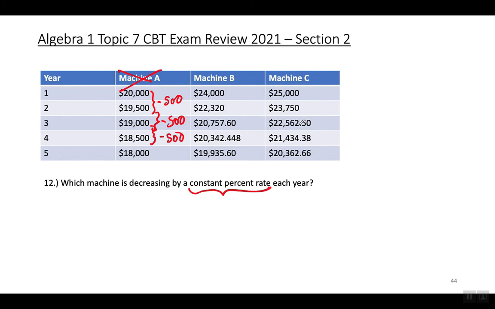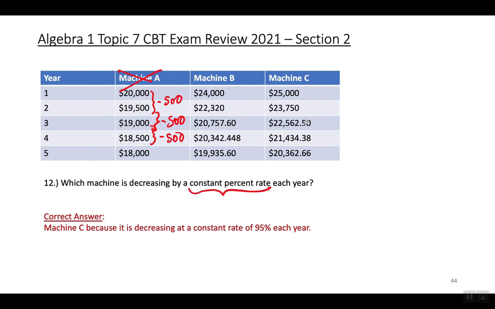All right, so I purposely made these so that one of them is multiplying by the same amount for two or three times, and then it changes to a different amount. Because you've got to make sure, because they'll try to fool you like that on the test. You've got to check as many as you can to make sure it's the same throughout. So machine C is the one where if you divide, for example, 20,362.66 divided by 21,434.38. Okay, it's going down.